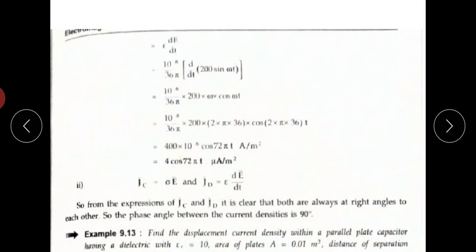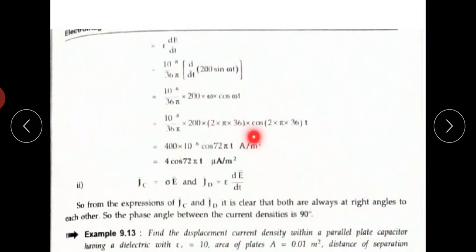So it equals 10 to the power of minus 8 by 36 pi into 200, and the differentiation of sin omega t gives cos omega t into omega. So it equals 10 to the power of minus 8 by 36 pi into 200 into 2 pi f.